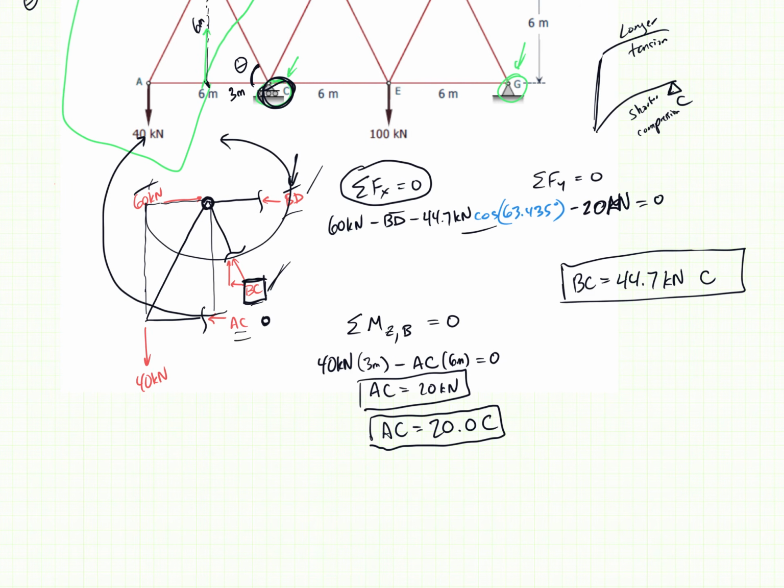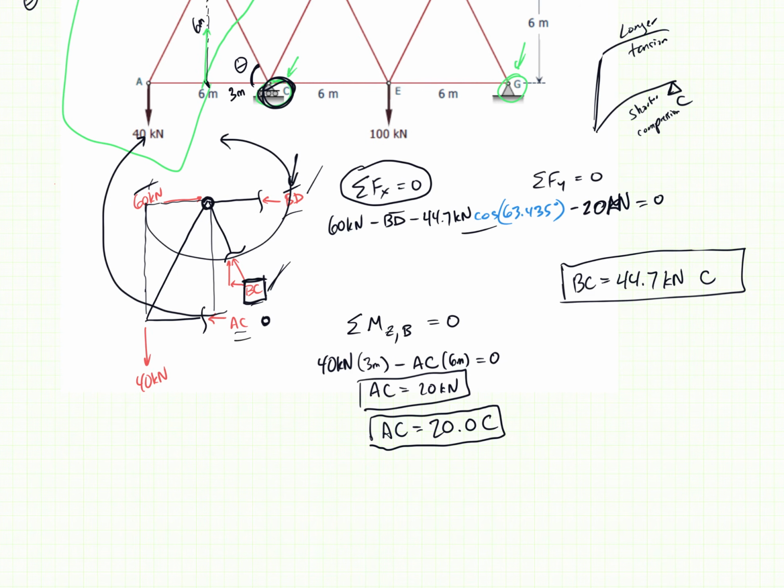Okay, let's see. Sum of the forces in the Y equals 0. This one's a little bit trickier, right? We've got a negative 40 kilonewtons in the Y. We've got plus C. We've got minus 80 kilonewtons. We've got minus 100 kilonewtons. Plus G sub Y, and all that adds up to 0. We can't solve that yet, but at least I can make it prettier. C plus GY equals 220 kilonewtons.